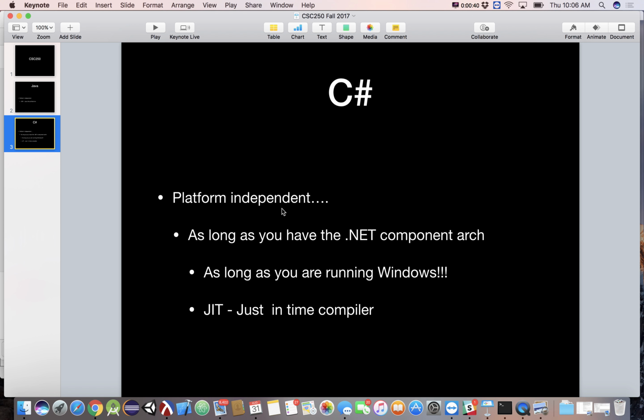C Sharp is largely identical to Java, but they did make some improvements, let's say, where they still said it's platform independent as long as you're running Windows. Really, it's as long as you're using the .NET component architecture, which is actually coming to Mac soon. But it does use something called a just-in-time compiler the very first time you run the application so that your application becomes native code on the CPU. Let's kind of review what that means to be native code on the CPU.